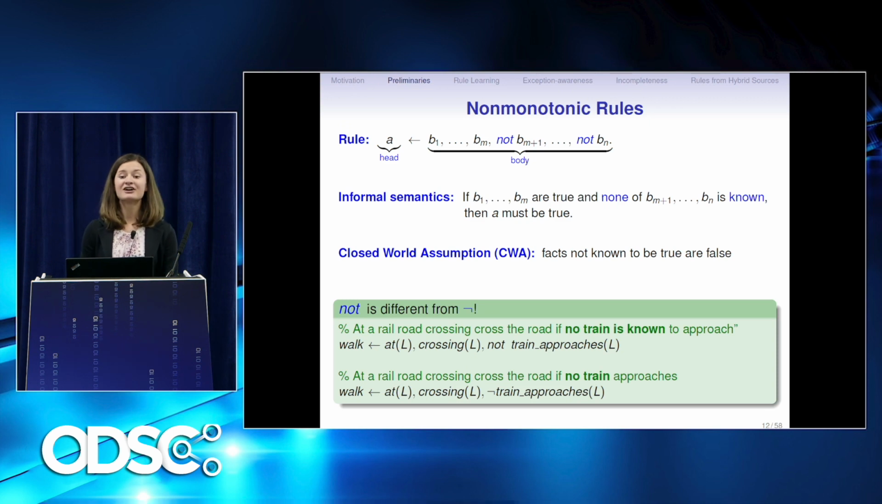Imagine you are standing at a railroad crossing and you want to cross the road. One way is to say, well, at a railroad crossing, cross the road if no train is known to approach. Pretty dangerous. So it is not known that a train is approaching. Another rule would say, at a railroad crossing, cross the road if no train approaches. That is, that you know for sure that no train approaches. So there are different ways of how you treat the knowledge, how you represent it, and how you basically reason about it. What the intuitive and the internal meaning of these negations is.